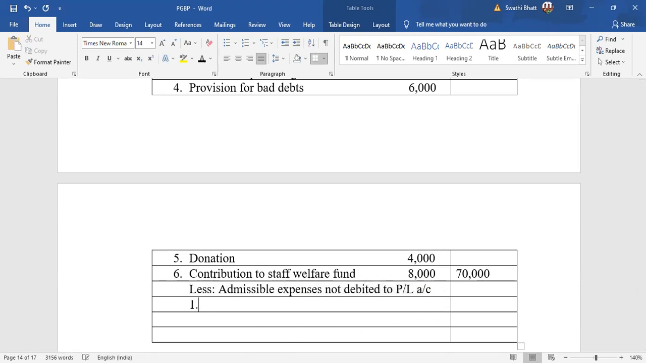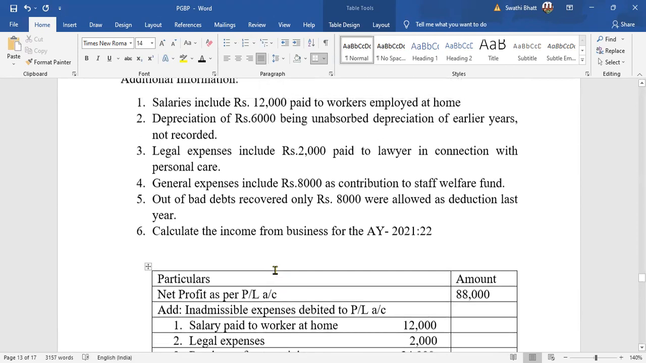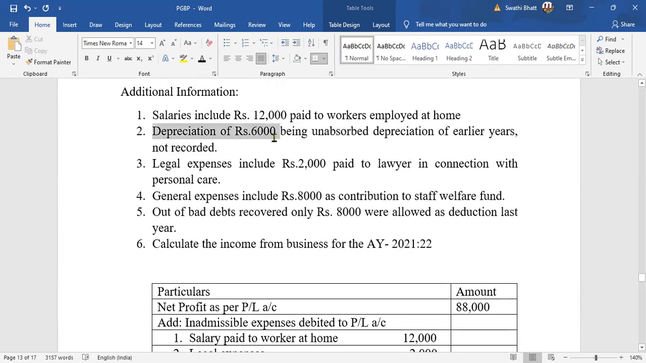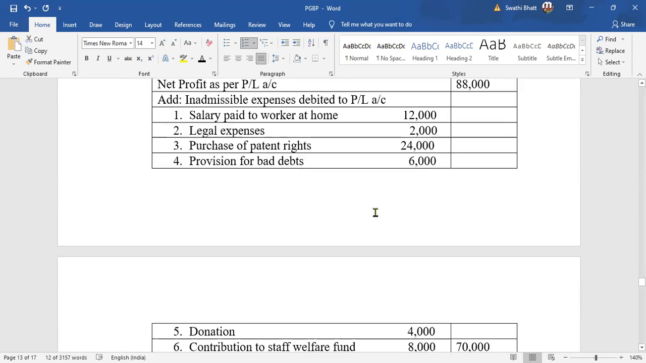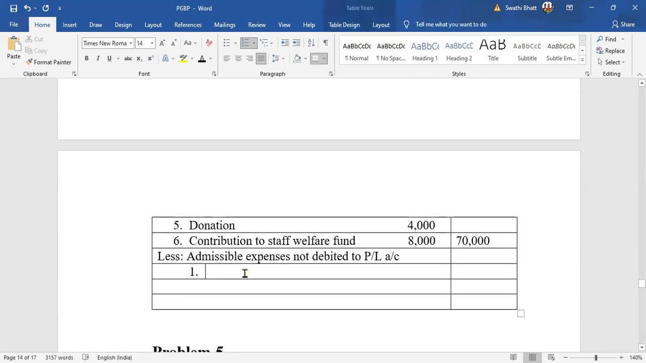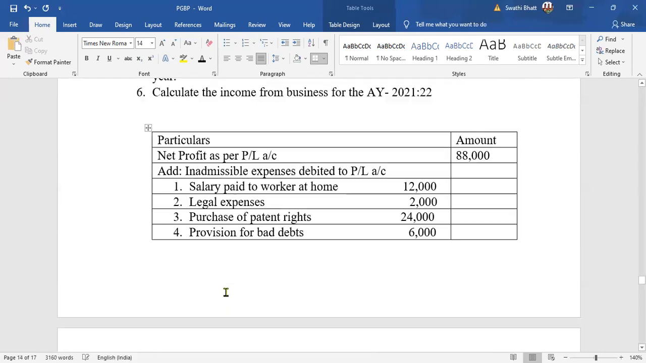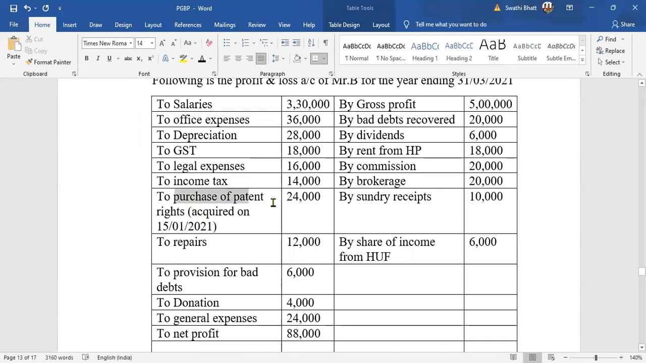The first point related to your depreciation is that they have told you there was an unabsorbed depreciation of earlier years, but it is not recorded. So any unabsorbed depreciation of previous years you have, it is allowed. So you can deduct it, unabsorbed depreciation. The amount will sum up to 6,000 rupees.